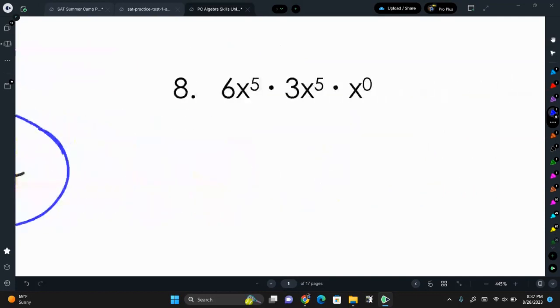All right, next one. We have 6x to the 5th times 3x to the 5th times x to the 0 power. So everything's being multiplied, so we're going to multiply our numbers. 6 times 3 is 18. Now we could simplify this to 1 and then multiply 18 by 1 to get 18. Or we can take all our x's and add the exponents. 5 plus 5 plus 0 is 10. So our answer is 18x to the 10th power. So numerals we are just going to multiply normally.